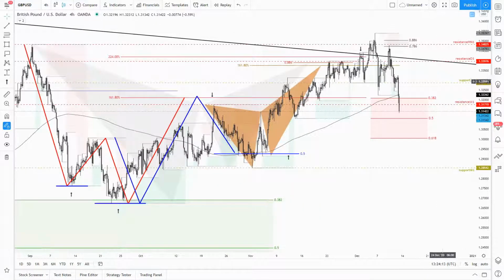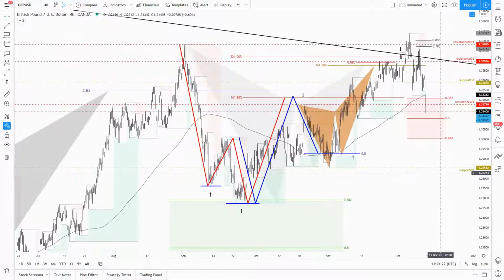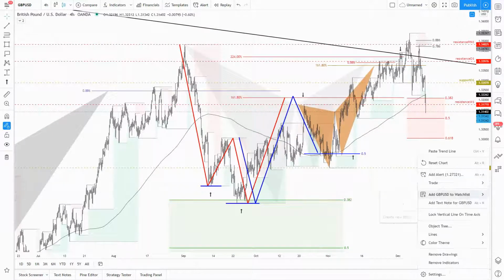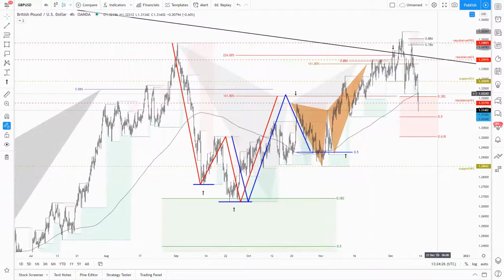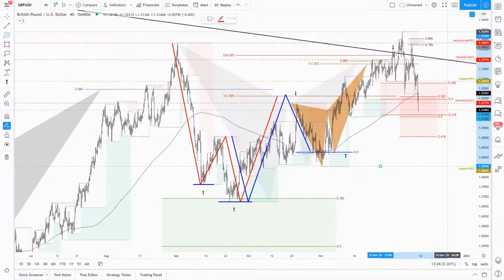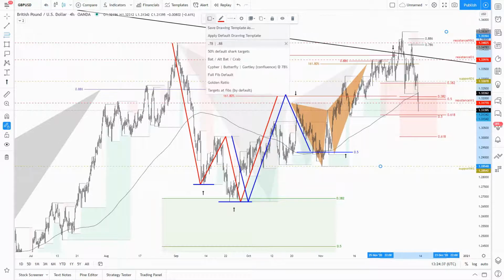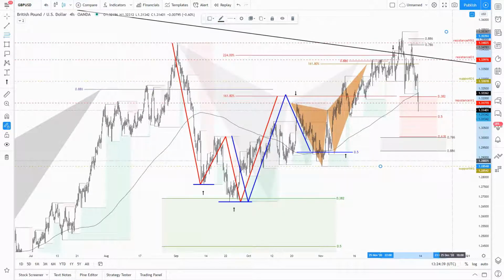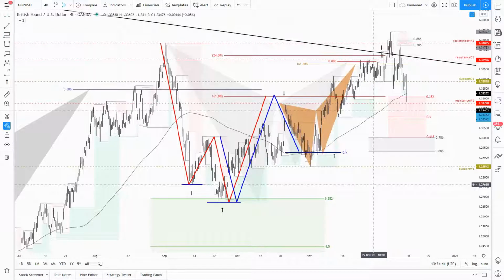So moving forward, let's see how the cable will react from these levels. As I said before, we are approaching that Fibonacci retracement level, which is the 50% Fibonacci level. Let's see how the price will react. We can start to project also. Let me draw here. We can start to project kind of a bullish, internal bullish bat pattern.